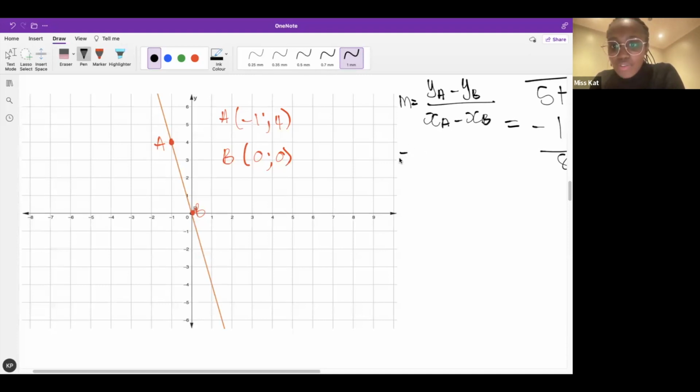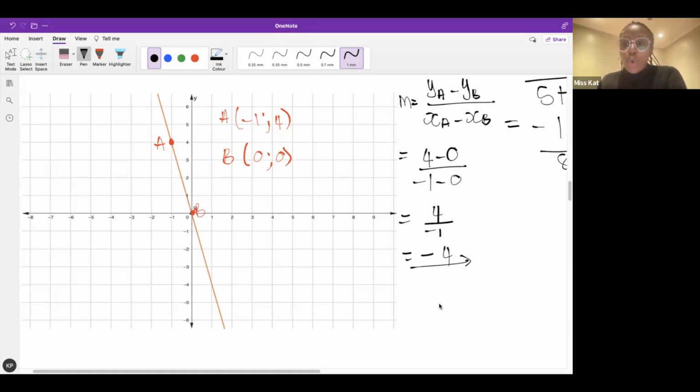What is the y of A? 4, thank you, minus the y of B is 0, thank you, Abu. Abu has given us a nice formula there. -1 minus 0. This is just going to end up being 4 over -1, which is -4. Does this gradient make sense?